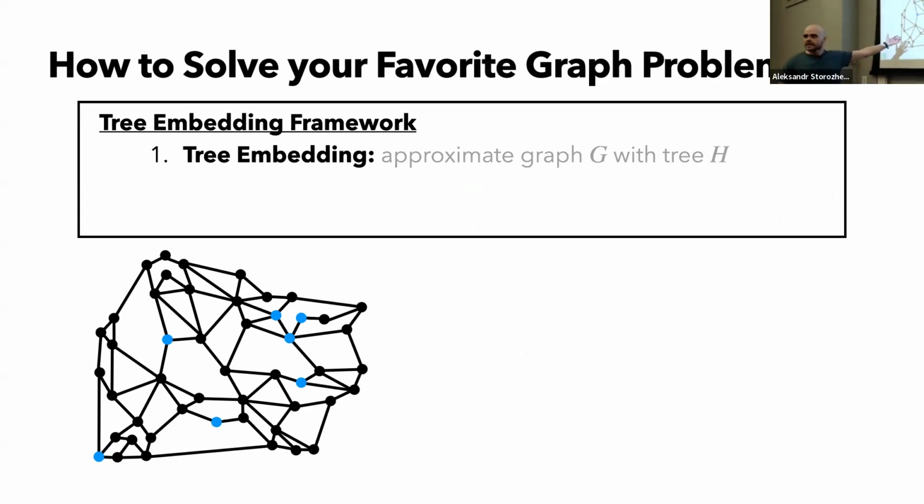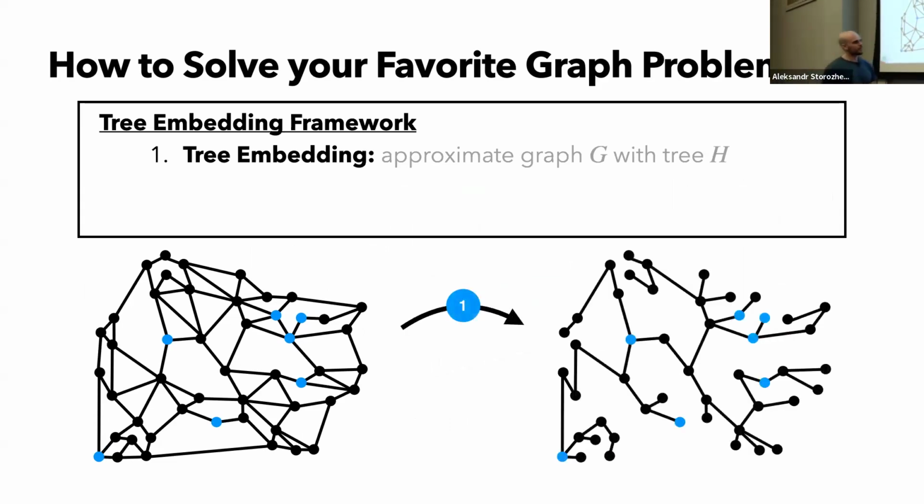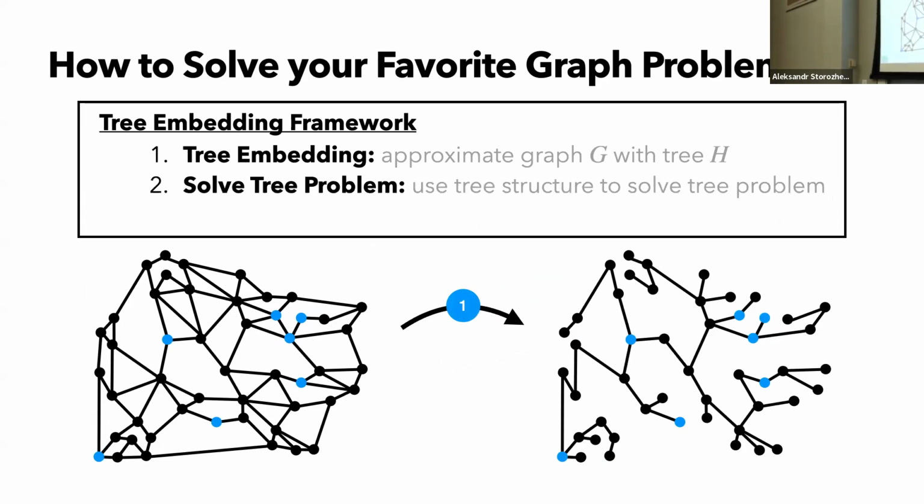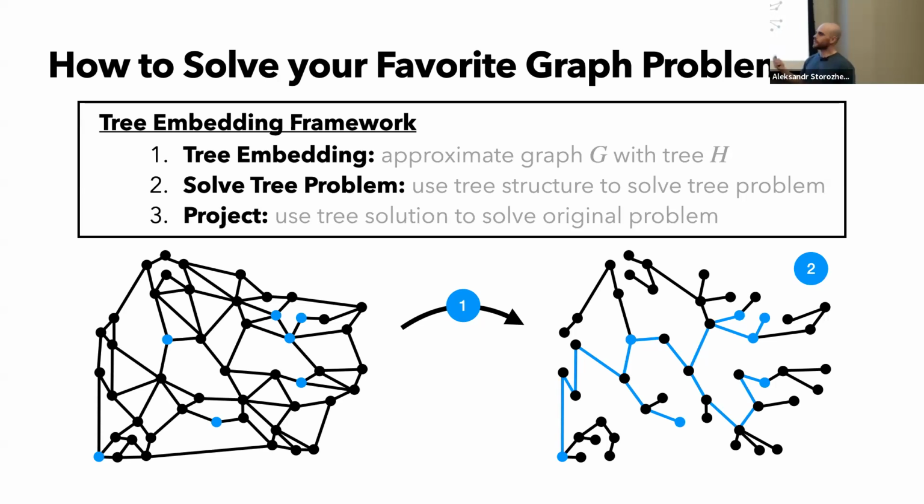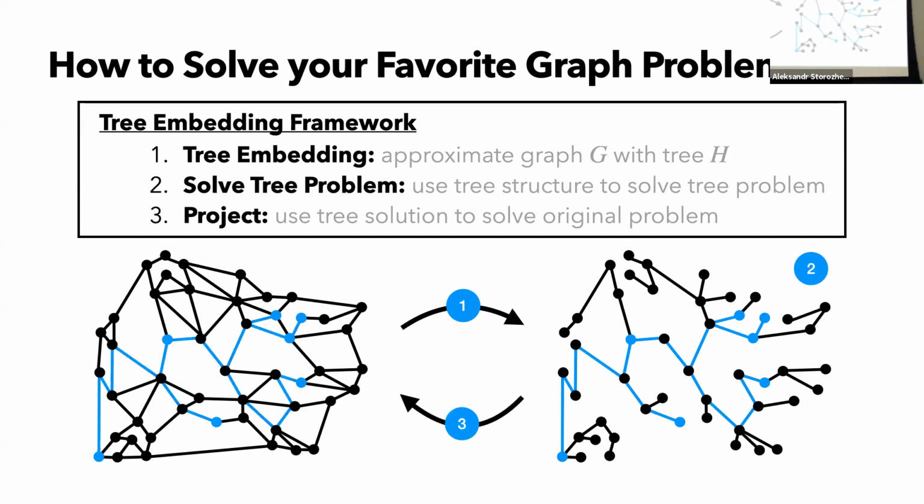Then what we can do is take our arbitrary graph and hopefully approximate it well with a tree. Then we can use the fact that this tends to trivialize our problems to solve our problem on the tree, things like solving Steiner tree on a tree rather than an arbitrary graph. And then hopefully we can project our solution back to the original graph and end up with a solution for the actual problem that we're trying to solve.